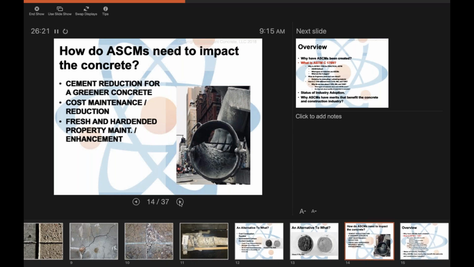Now, let's for a second, and I don't want to ignore surface tech, but if we look holistically at what an ASCM, an alternative supplementary cementitious material, should do, and again, Juno XP does all of this, holistically we need to have a cement reduction for greener concrete. CNN has done a wonderful job telling the world how horrible concrete is and how cement is the devil.